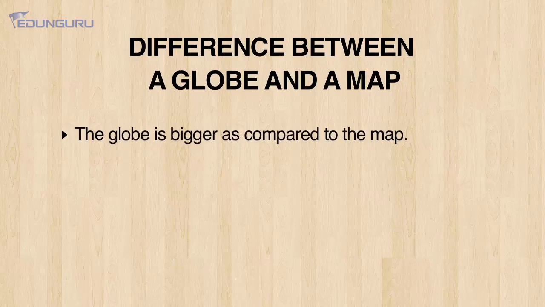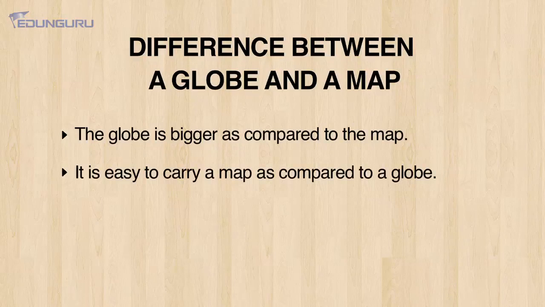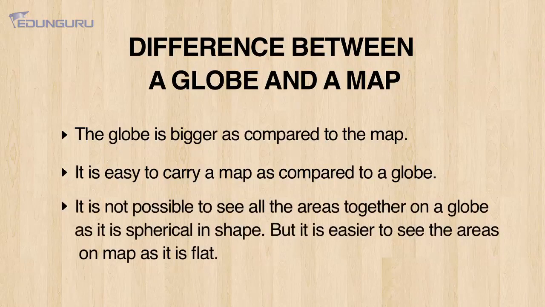Now students, we have learned in the previous chapter that a globe also represents the surface of the earth. Can you tell me what is the difference between the globe and the map? Ma'am, the globe is bigger. Ma'am, the globe is round. Ma'am, the map is smaller. Yes, that is correct. The globe is bigger compared to the map. It is easier to carry a map than a globe. The globe is circular, thus it cannot allow us to see all the areas together. But we can see all the areas together on a map since it is on a flat surface.